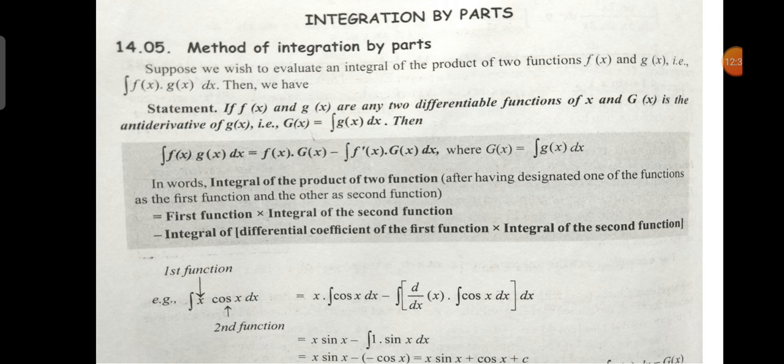Then x sin x minus integral sin x, which is minus cos x. Then x sin x plus cos x plus c. It is the answer. Okay. This is how integration by parts is done.